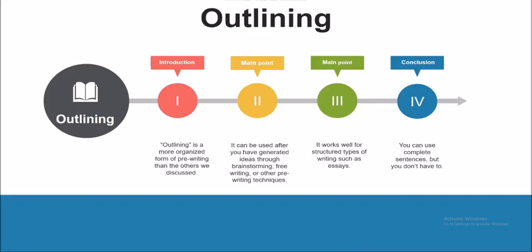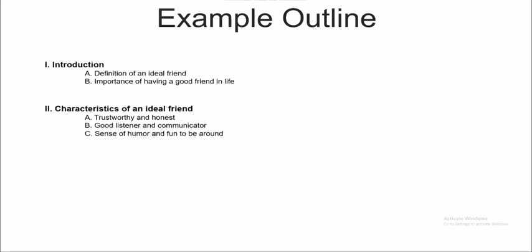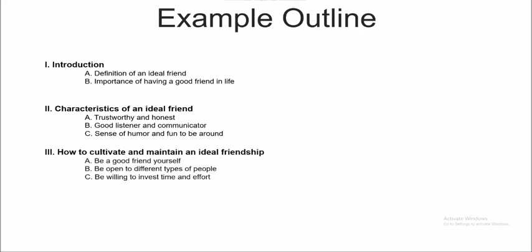But in my opinion, I use phrases. Here is an example of outlining for the same topic: ideal friend. Introduction, and the first main idea, and underneath 3 supporting ideas, a main point, again another 3 supporting ideas, and the last one is conclusion.